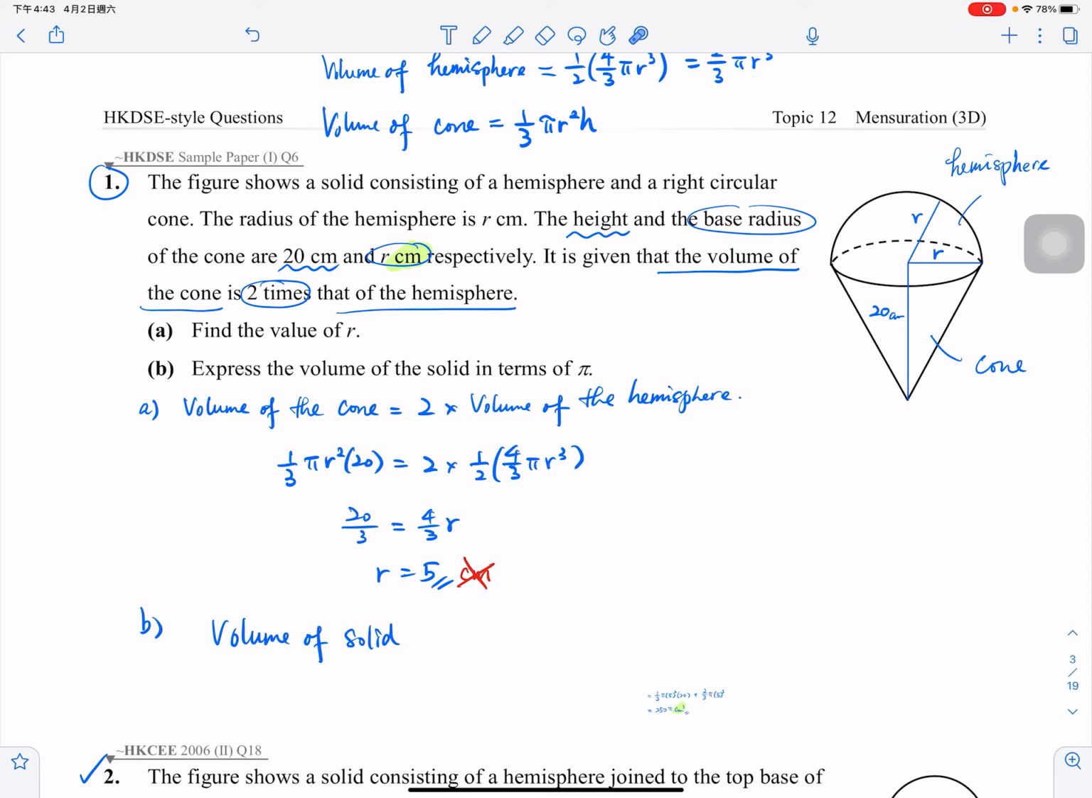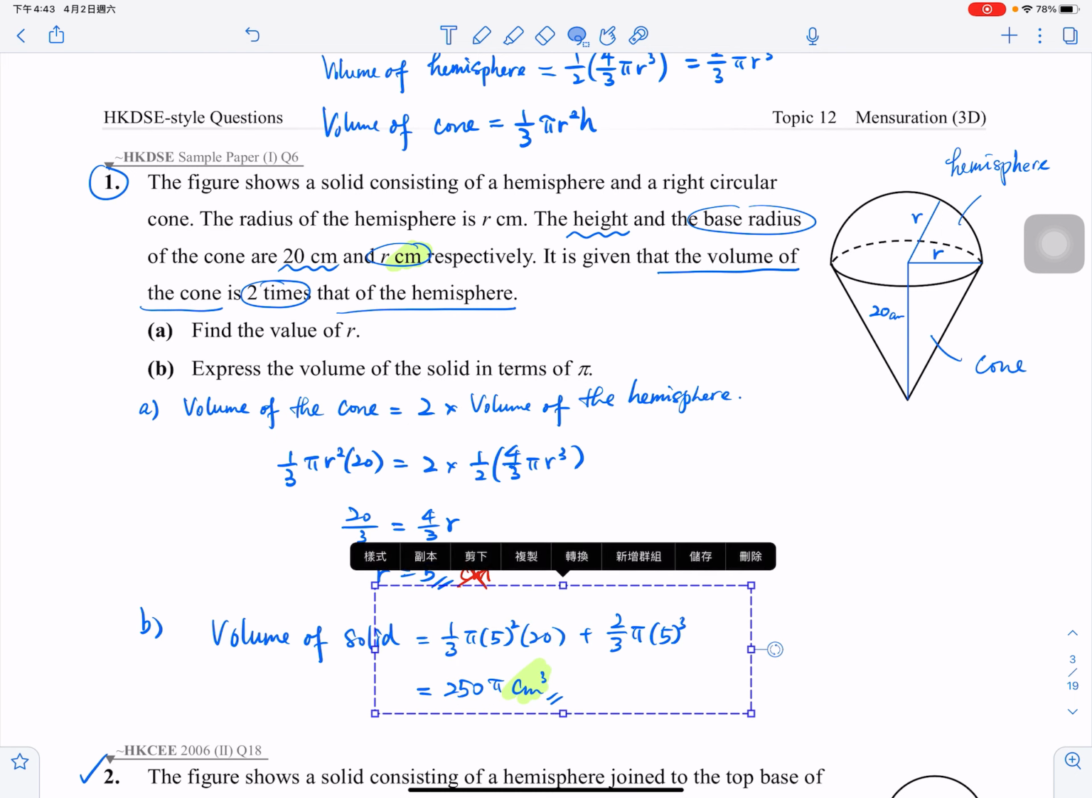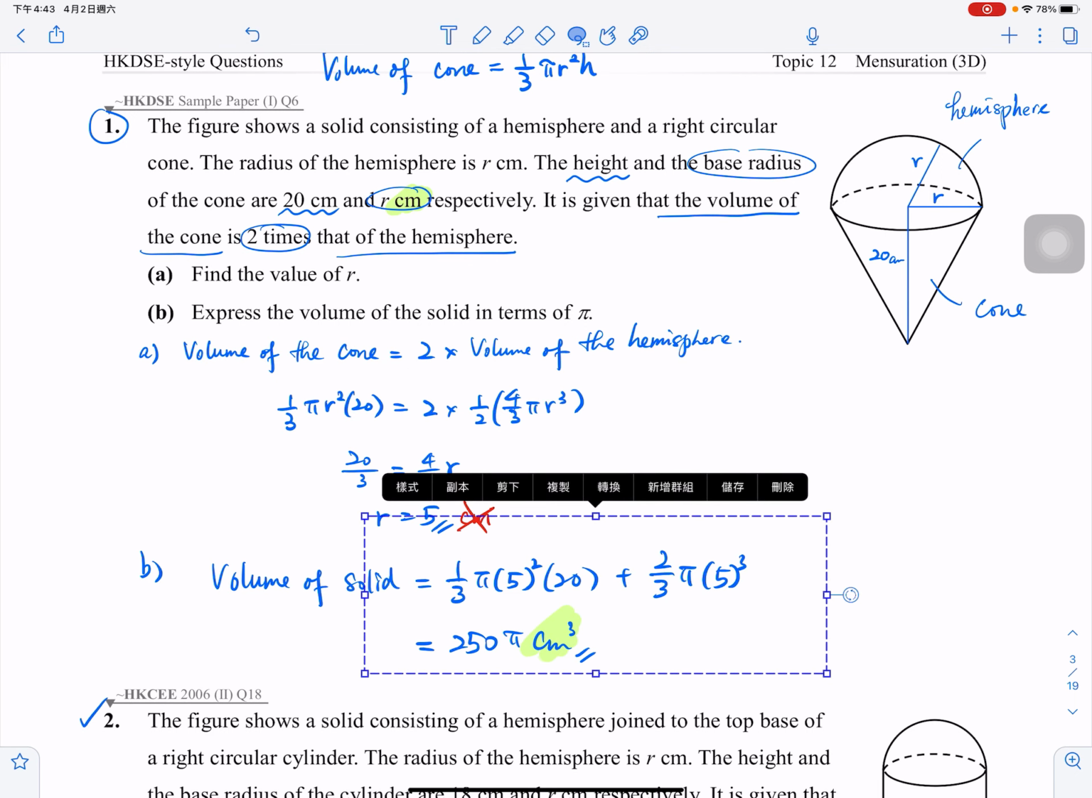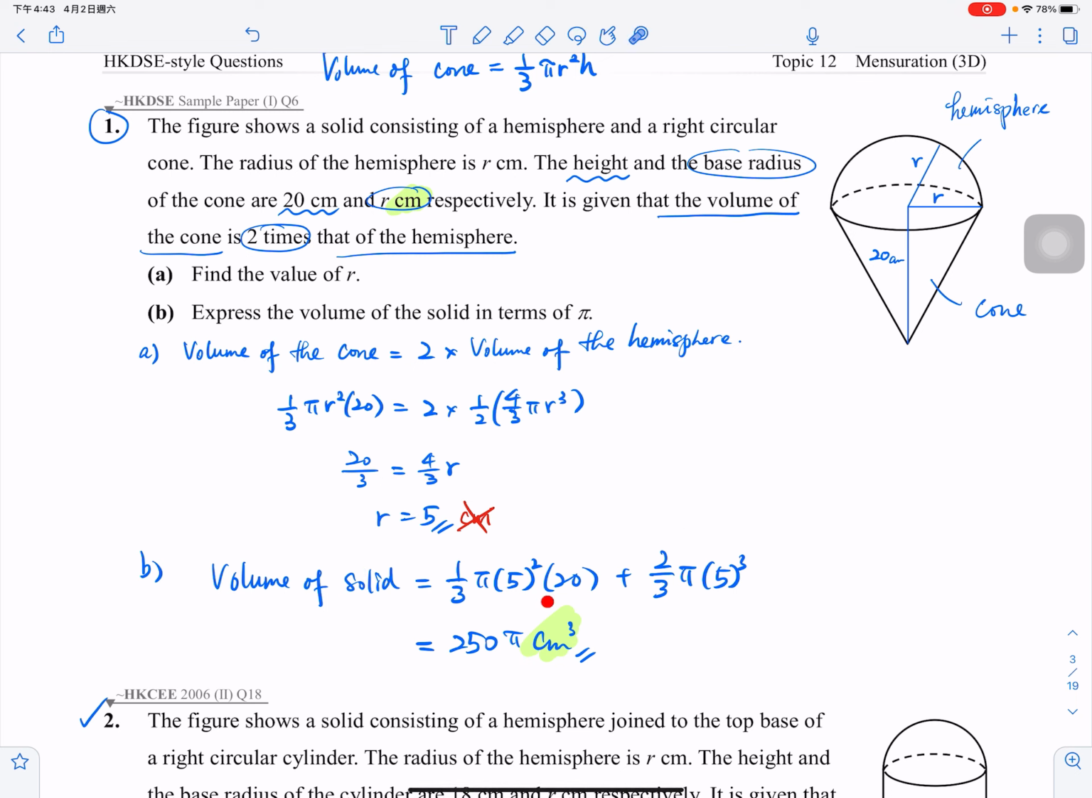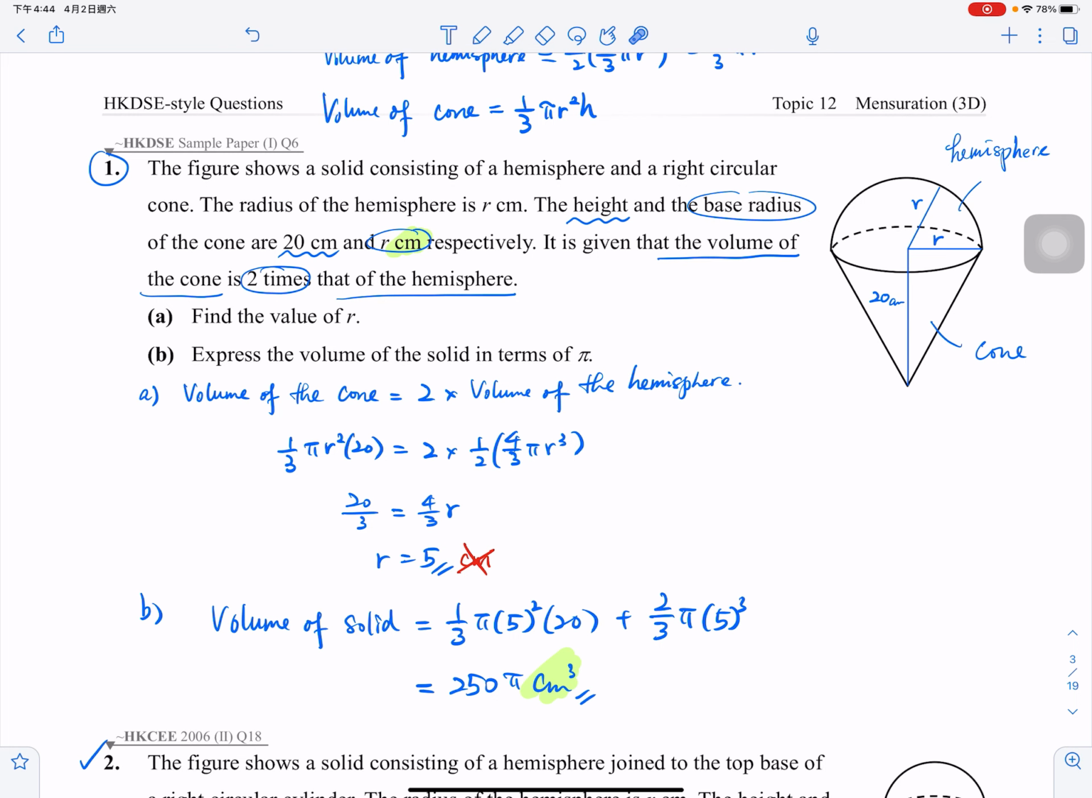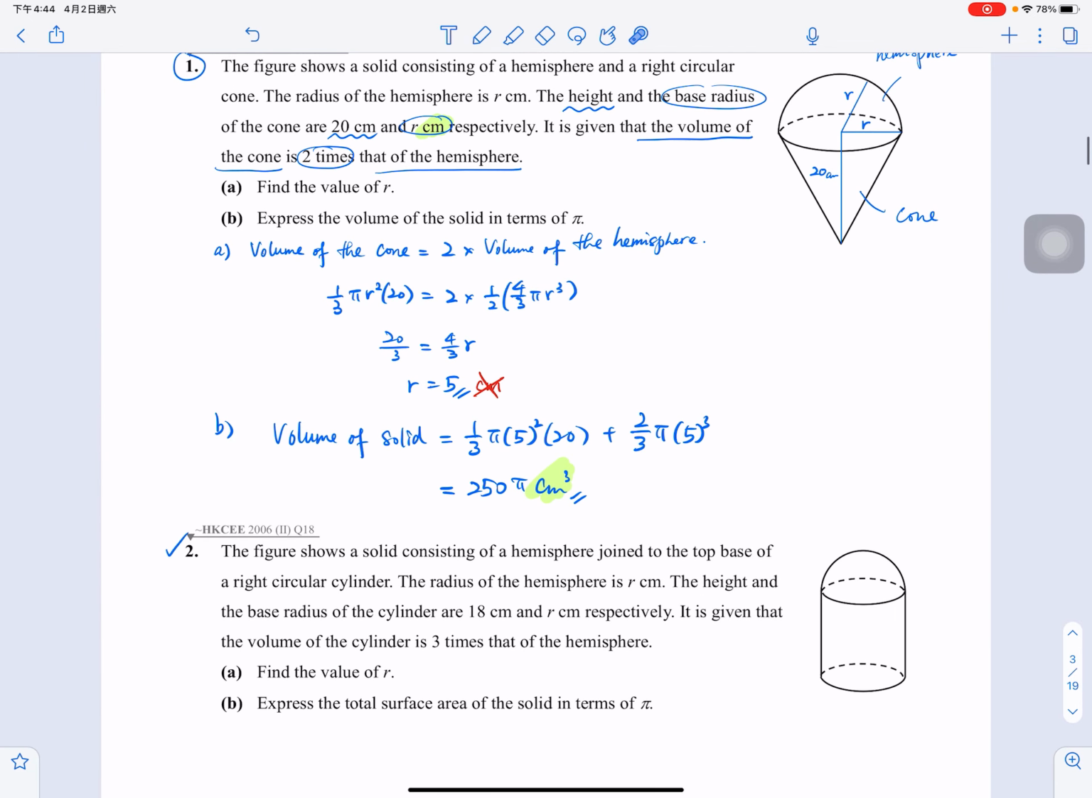Please pay attention. Part B, express the volume of the solid in terms of pi. Just make use of the formula and substitute the values of r and h. So easy, use the formula only. That means 1 over 3 pi r square h, plus 2 over 3 pi r cube. So at the end, 250 pi cm cube. Remember here, cm cube. Don't miss the units. That's great. Question 2, you can do it by yourself.